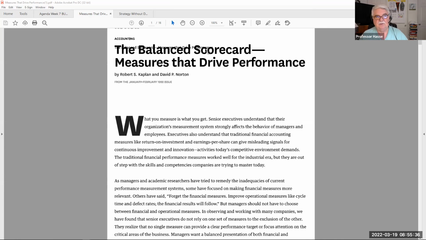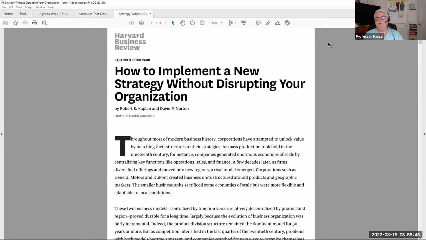Another article I would like you to look at is something that a lot of you have probably come in contact with in your own business or management careers: how to implement a new strategy without disrupting your organization. We decide to take over a company. We decide to merge with a company. We decide to invest in new assets to take our business to another part of the world or another state. Is that a strategy that is financially viable, but also at the same time, will it disrupt your organization?